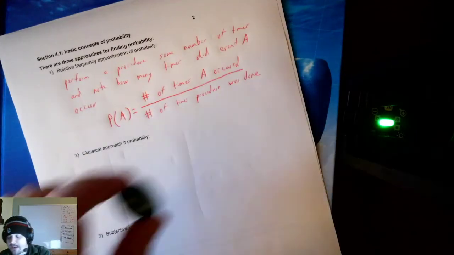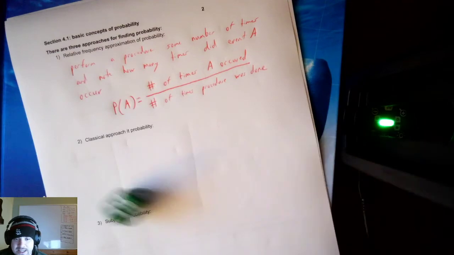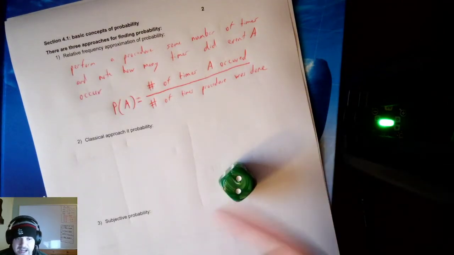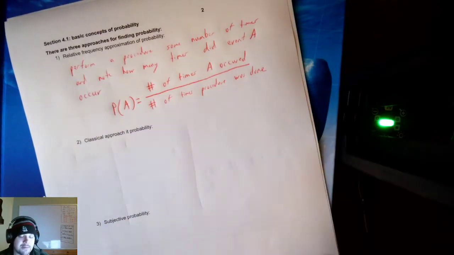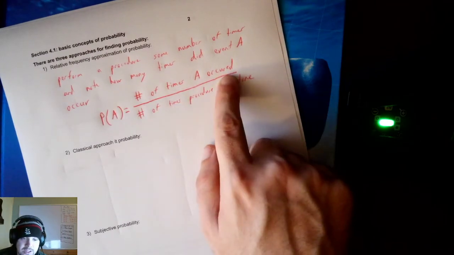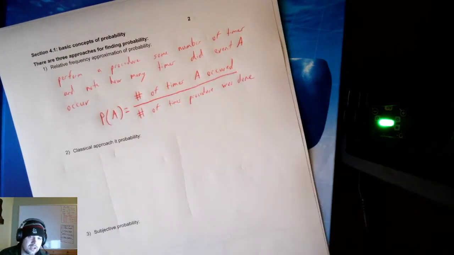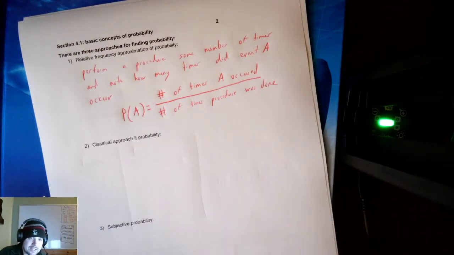So for example, maybe I want to know what the odds of rolling a 2 are. So I pick up my die and I sit here and I roll it. I got a 2. I got one 2. And I keep rolling and I count how many 2s I get. And maybe I roll it 100 times. Let's say I rolled 25 2s. I can set up that fraction, right? This is the frequency approximation. Notice it says approximation. It's not exact.